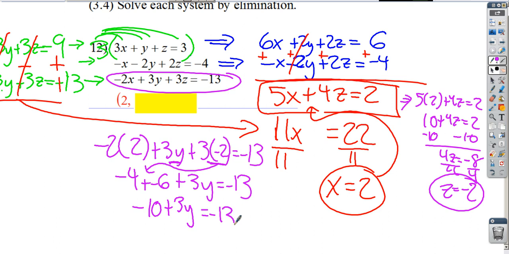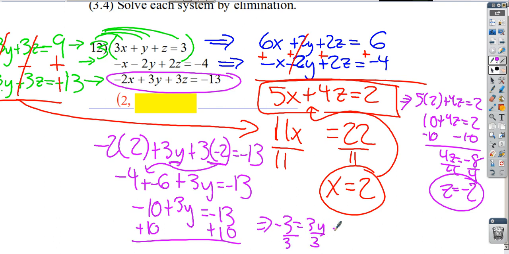And then let's solve for y by adding 10 to both sides. Negative 13 plus 10 is negative 3, and that's equal to 3y. You divide by 3, you would get y is equal to negative 1. So the way they usually write this is in order x, comma y, comma z, in alphabetical order. So x equals 2, y equals negative 1, z equals negative 2.